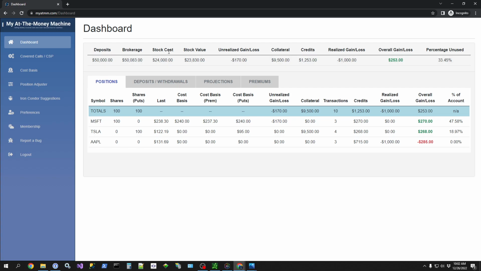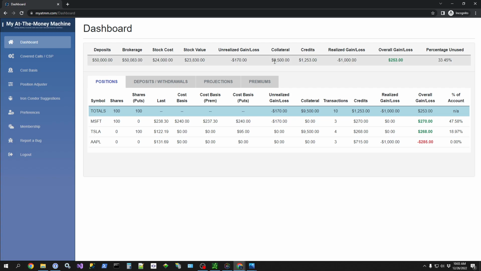All right, so stock cost, this is the overall amount of what you've paid to buy stock. So this is the total amount of cash that you've used to purchase stock ownership. The stock value is the number of shares that you currently own in the system times their last price. So it's basically what the current value of your stocks are. This unrealized gain loss is taking the stock cost that you paid for it minus what the current value is, and that's your unrealized gain or loss at this point in time.